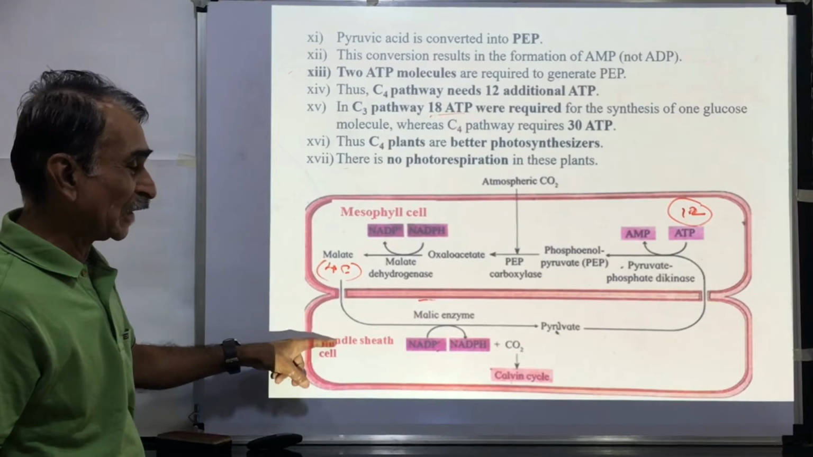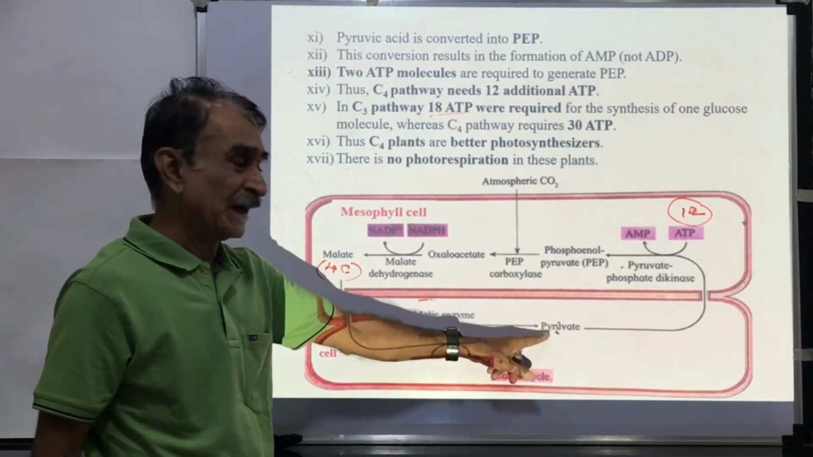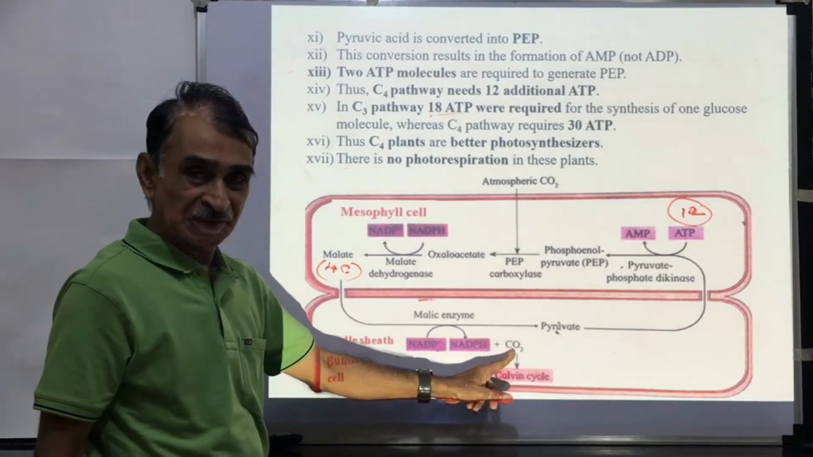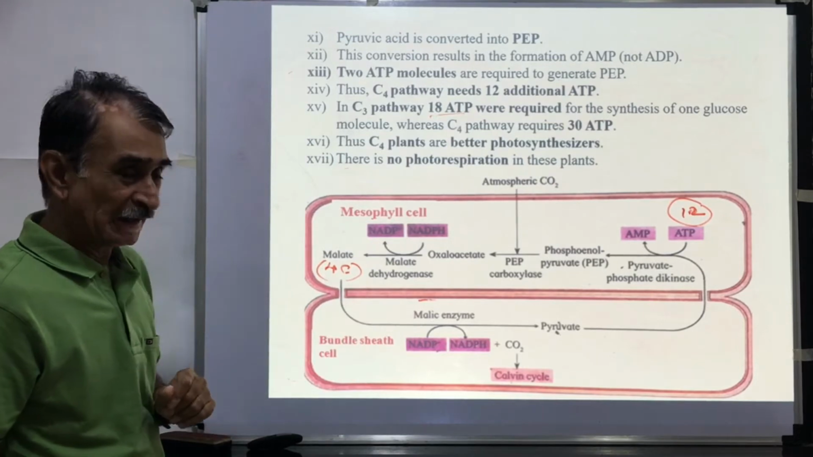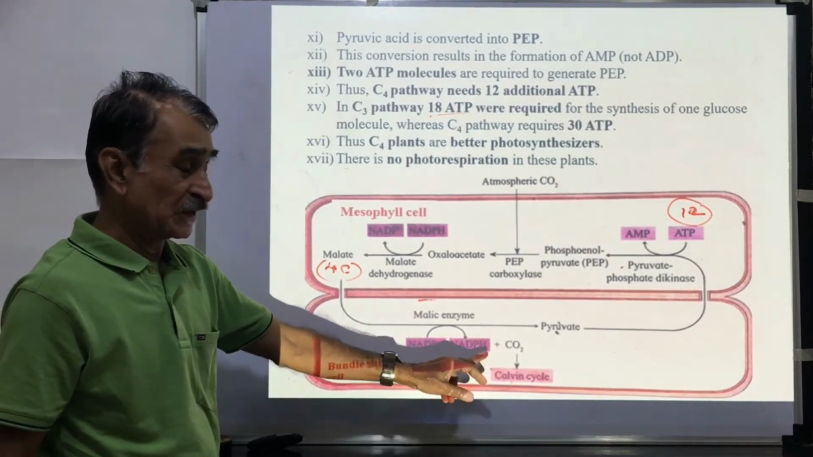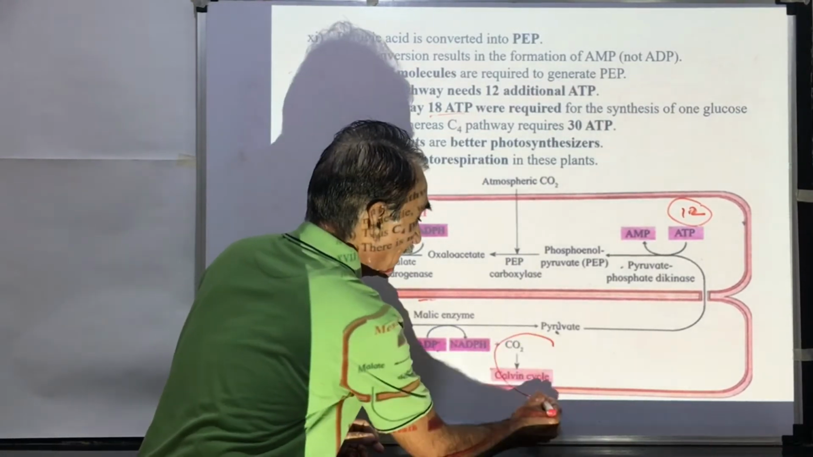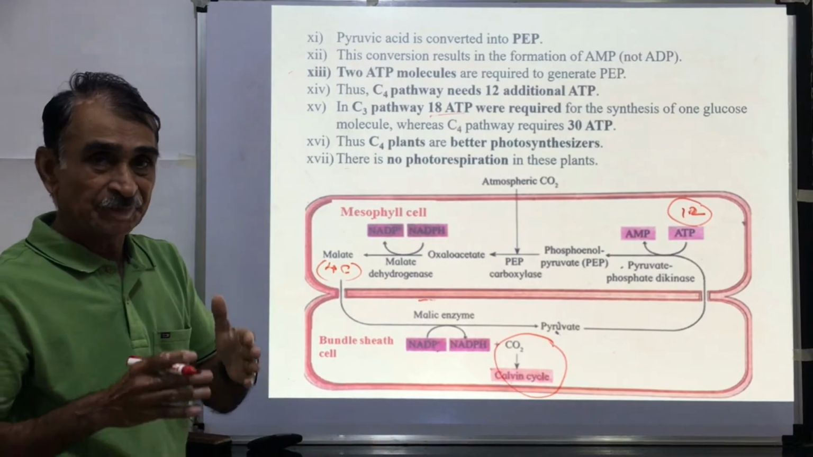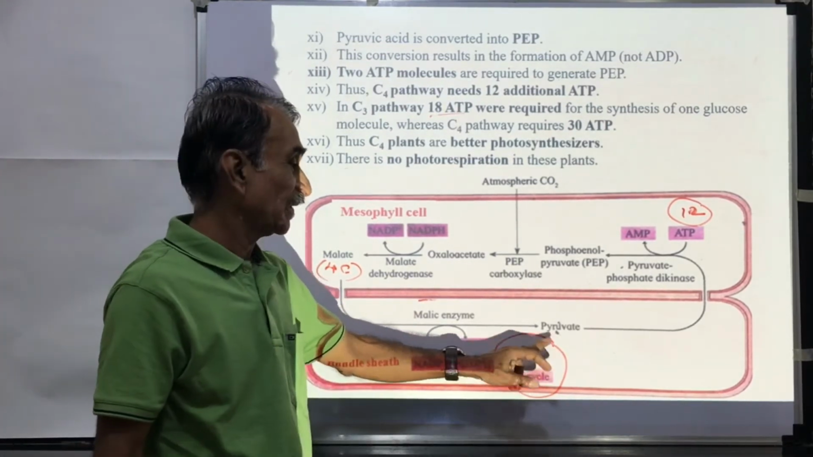Malate is transported to bundle sheath chloroplast, where it is converted into pyruvate by the release of one molecule of CO2. This reaction occurs in presence of malic enzyme. In this reaction, one molecule of NADPH is produced. CO2 which is released is refixed in the Calvin cycle, C3 path, and there is formation of different types of sugars.